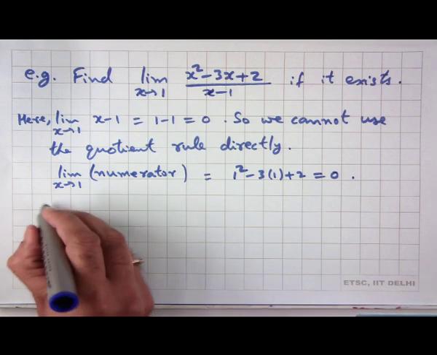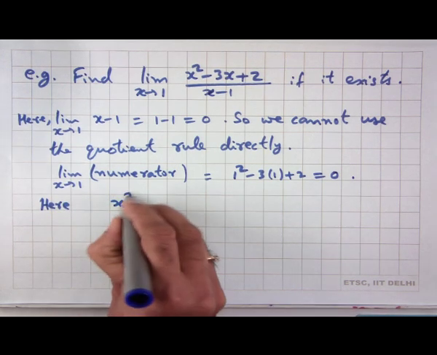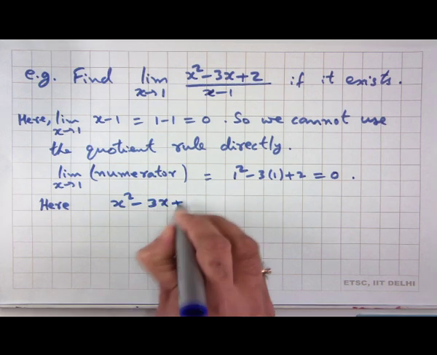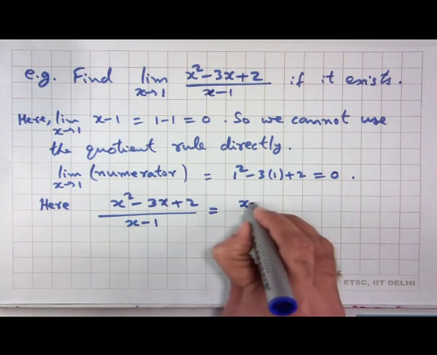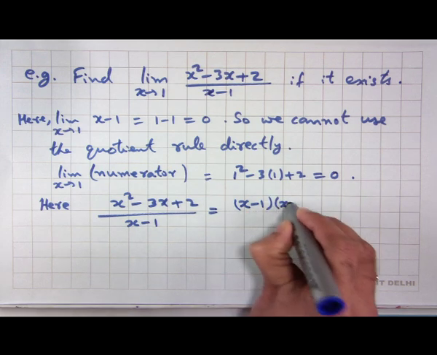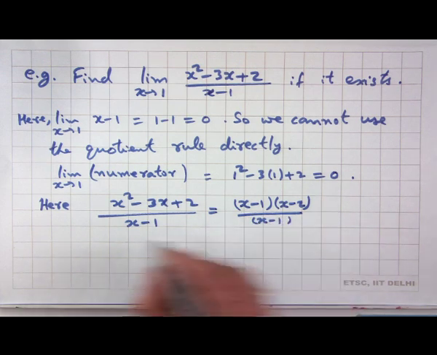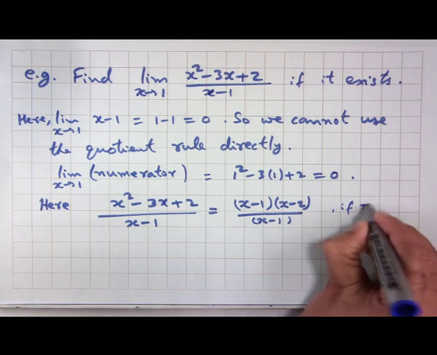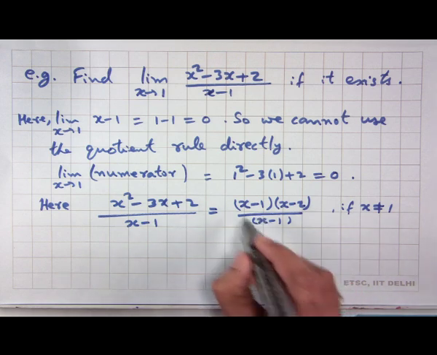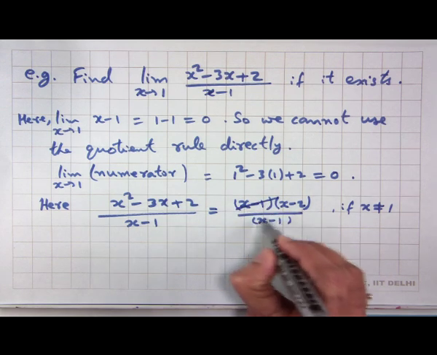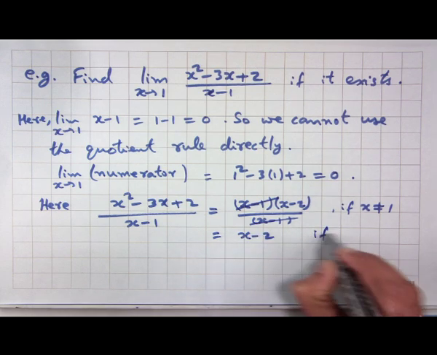So, here x square minus 3x plus 2 divided by x minus 1 is equal to x minus 1 times x minus 2 divided by x minus 1. Of course, this is defined if x is not equal to 1, and if x is not equal to 1, then one can cancel this x minus 1 and this is equal to x minus 2 if x is not equal to 1.